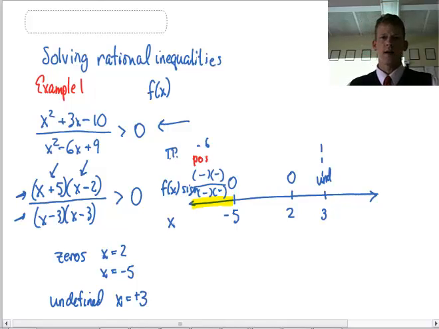When you do negative times a negative in the numerator, divided by negative times a negative in the denominator, you're going to get positive over positive, which will be positive. So this interval will work for this inequality.